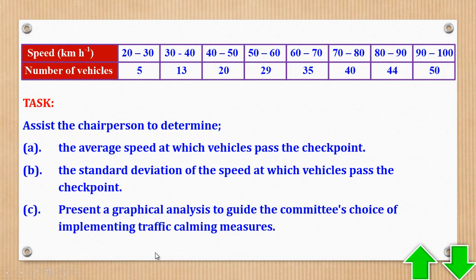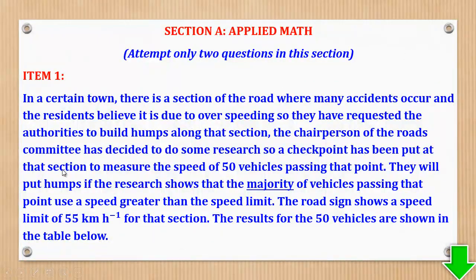Then task C, it says, present a graphical analysis to guide the committee's choice of implementing traffic calming measures. Remember, there was a condition. One, they said they will put humps if the research shows that the majority is mod. Majority of the vehicles passing that point use a speed greater than the speed limit, which is this.